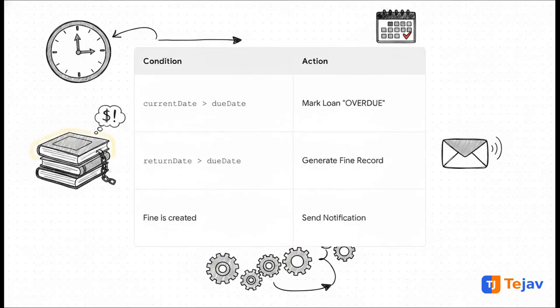The beauty of this is that it's all automated. The system knows what day it is. The moment today's date is later than a loan's due date, that loan gets flagged as overdue. It's that simple. Then, when the member finally returns the book, the system sees the flag and automatically generates the fine. We can even have it send out an email right away. No human intervention needed. It's just a clean, logical sequence.